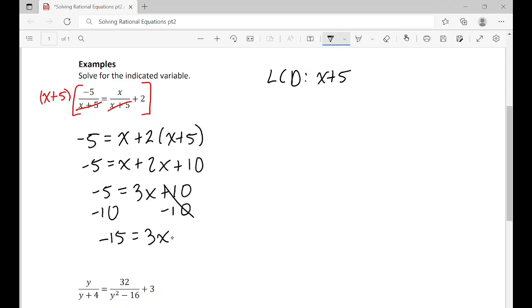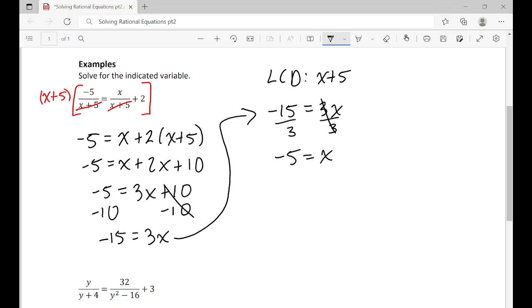And I'm going to solve by dividing by 3, but I'm going to give myself some more space over here. So negative 15 equals 3x. Divide by 3, and I'm going to get negative 5 equals x. Now, is it a solution? I see that I have an x plus 5 in both, so I need to see if that'll give me 0. So plug it in. Negative 5 plus 5 equals 0.